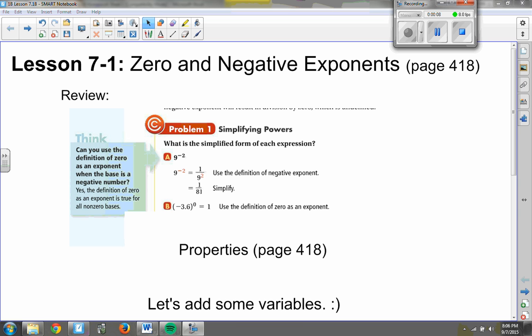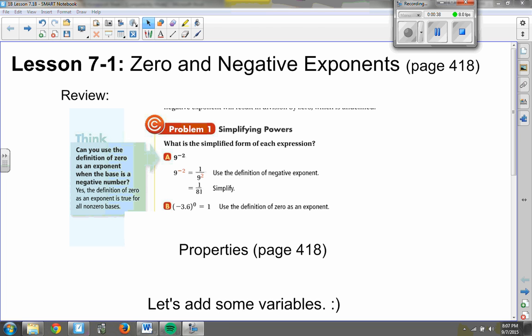Screencast lecture number 2. We're going to be continuing working in lesson 7-1, zero and negative exponents. Let's open our books there to page 418. And just as a quick review of what we did in our last video on Friday, we talked about two properties that we're going to use for expressions with zero as an exponent and a negative number as an exponent.